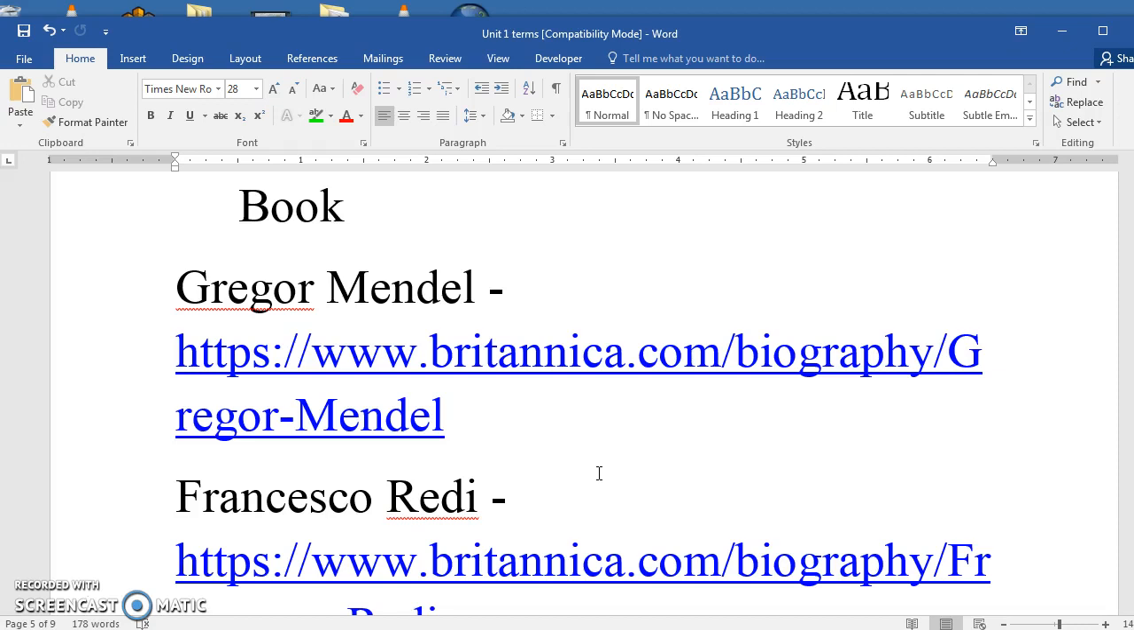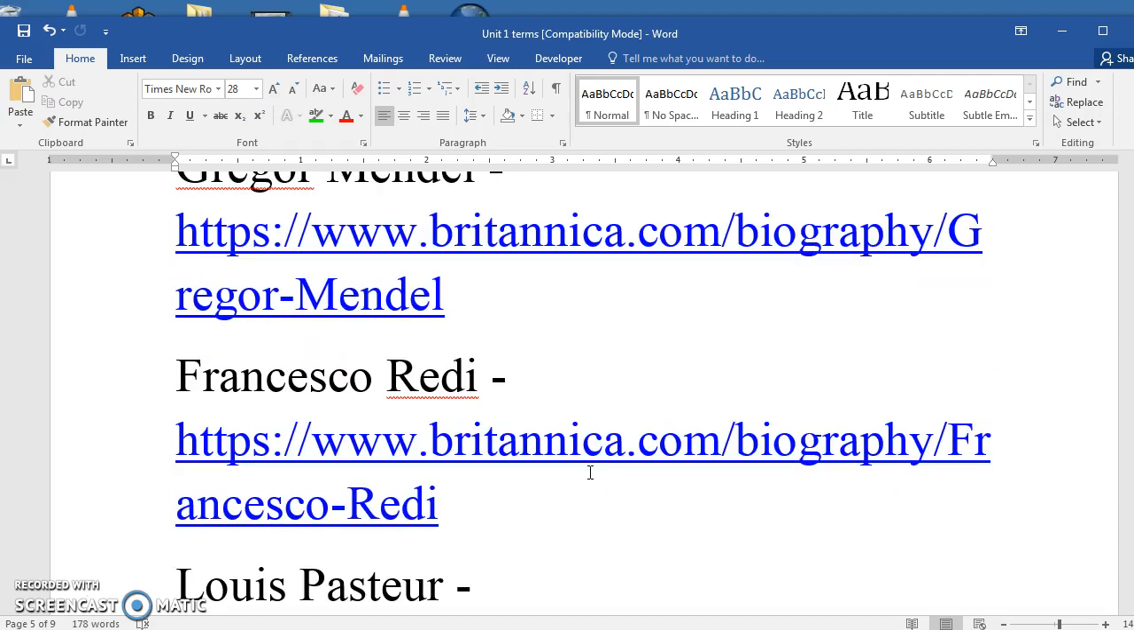Francesco Redi is the next one, and he is out of order chronologically. He was born in 1626, died in 1697, so he lived in the 17th century. And the reason I put him here is because he's important in the discussion of the theory of spontaneous generation. He questioned it, and he came up with an experiment where he took two pieces of meat, put them in two different containers, and covered one of the containers with cheesecloth. The cheesecloth would allow air to readily pass through it, but it would keep flies from reaching the meat.